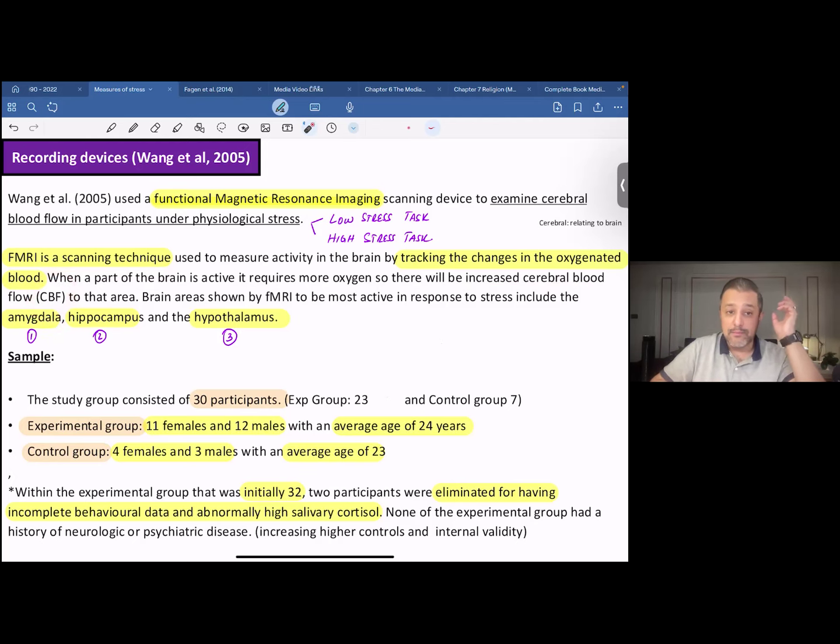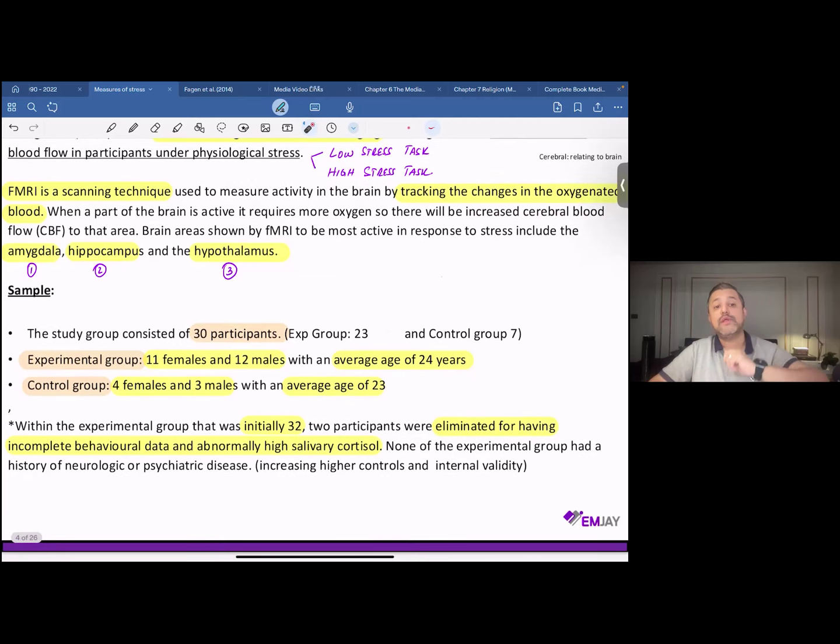Brain areas shown by the fMRI to be most active in response to stress include number one, the amygdala, number two, the hippocampus, number three, the hypothalamus. Do you need to learn them? Learn them if you think it's easy for you to learn them. If not, let them be. So, quickly moving on towards the sample. I believe it is important for us to have a basic idea of the sample because knowing the sample well can help us evaluate the study in terms of methodology.